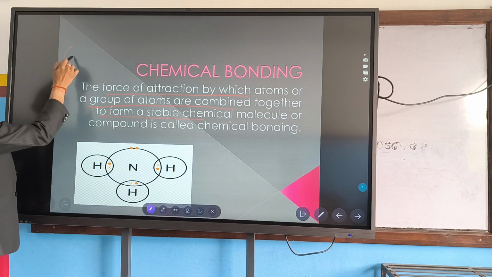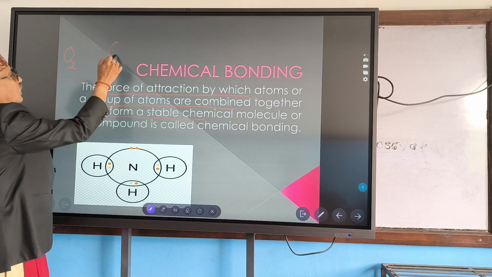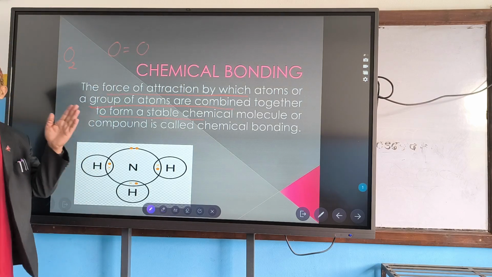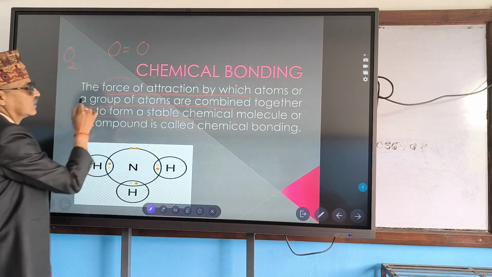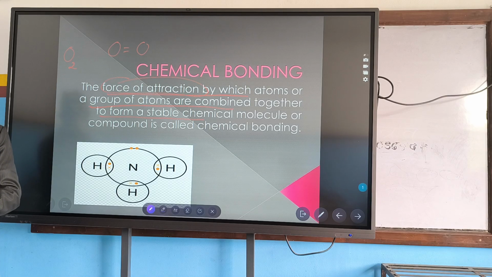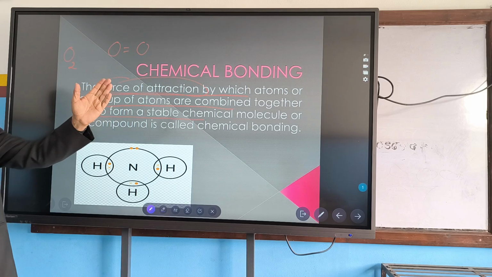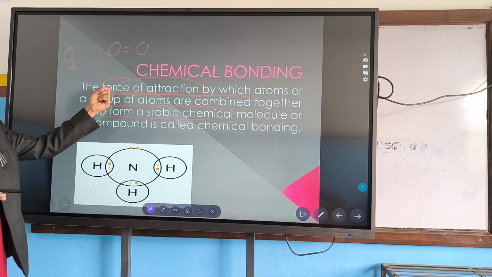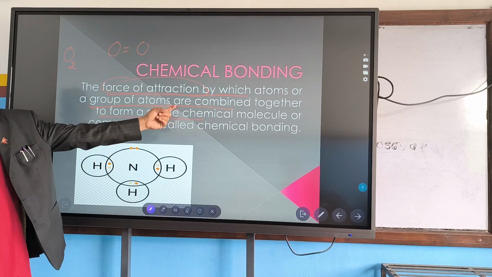If I write here O2, what is this? What is O2? Molecule of oxygen. How many atoms are there? So, two atoms of oxygen are linked together with the help of what? Force of attraction. That force of attraction is called a chemical bond. Two or more atoms are linked together with the help of a force of attraction. That force of attraction is called a chemical bond.